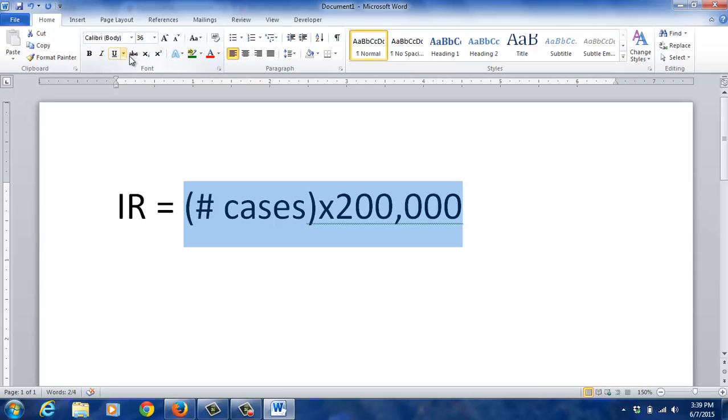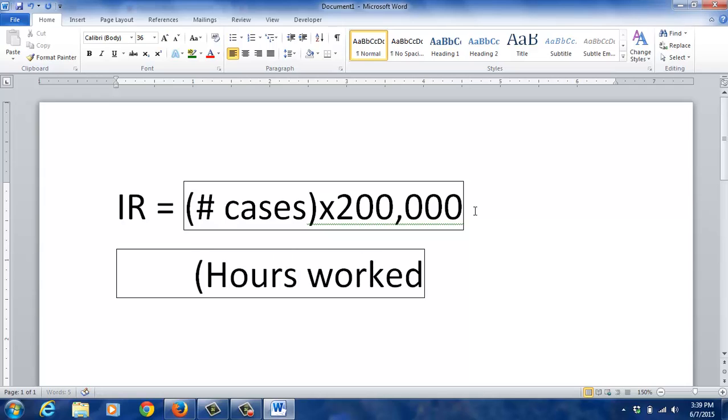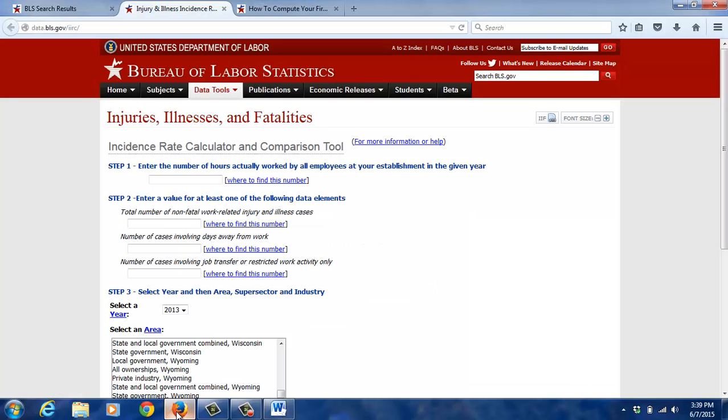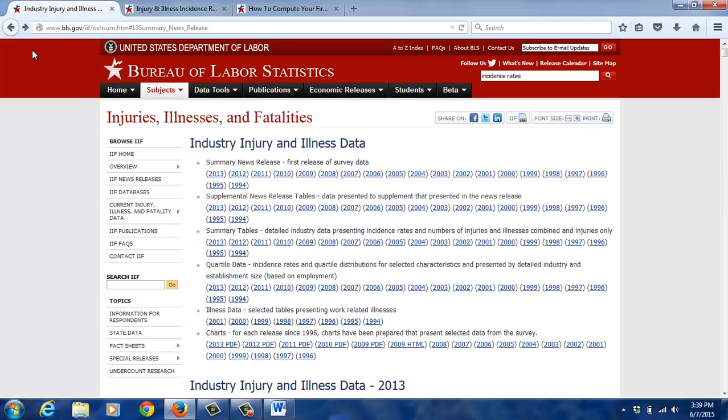So I'm just going to underline. Apologize, everybody. And then the denominator, I forgot, I'm sorry, everybody. Hours worked. And so it's the number of cases times 200,000 divided by hours worked, and that gives us our incidence rate, the number of new cases of injury per year. We can compare that to our industry in which we work using the Bureau of Labor Statistics, either the calculator or going to the actual data here within the report, and we can see how we're doing.